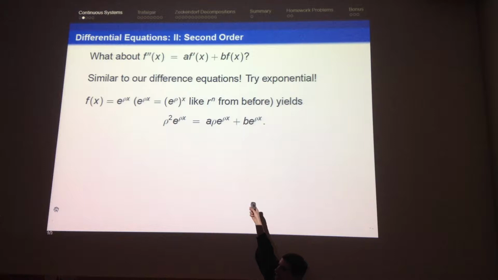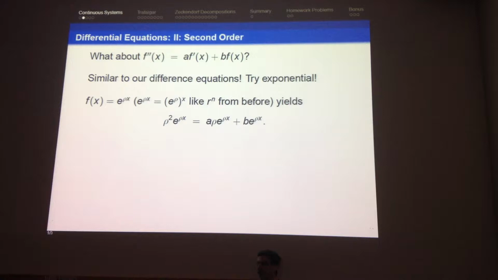If I try f of x equals e to the rho x for some free parameter rho, by laws of exponents, e to the rho x is e to the rho to the x. It's like the little letter r is now being played by e to the rho, and the discrete integer n is now being played by the real variable x. So all of our intuition from studying discrete systems gives us an idea of how to attack something like this. Let's try an exponential solution. This is very similar to what we saw when we looked at discrete difference equations.